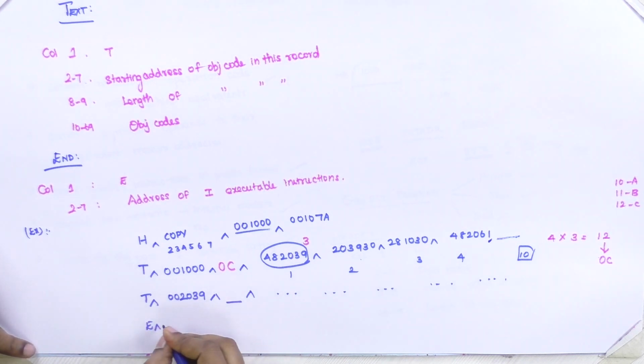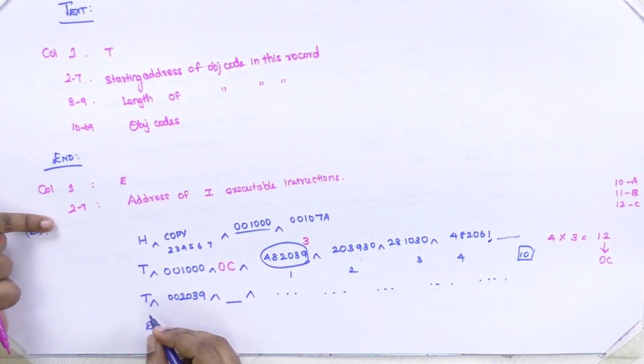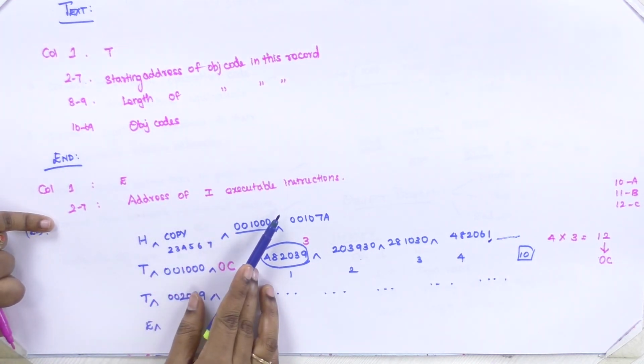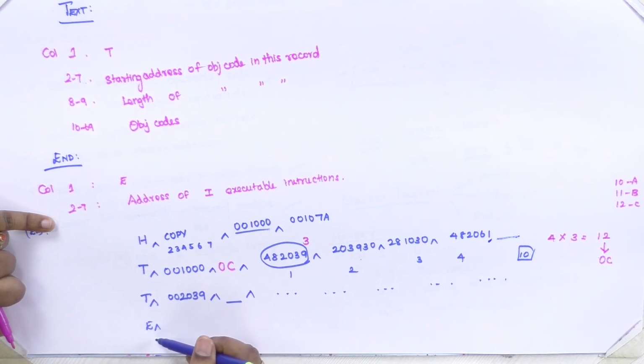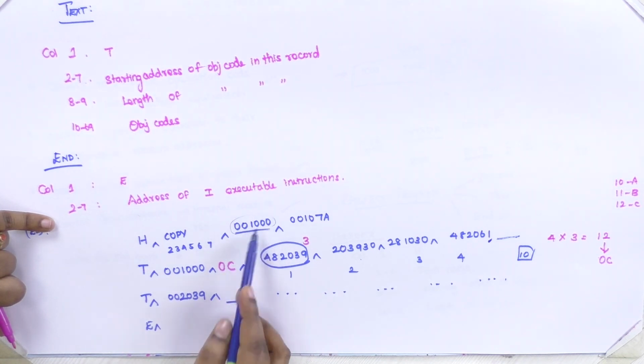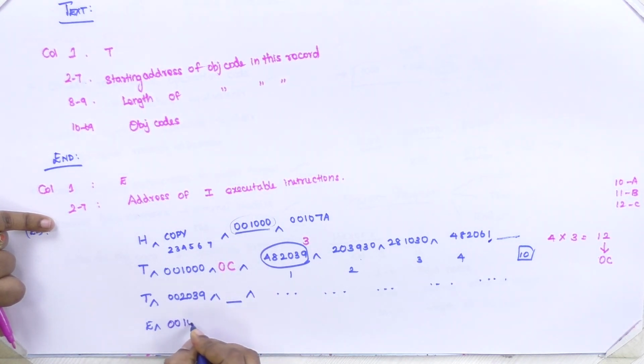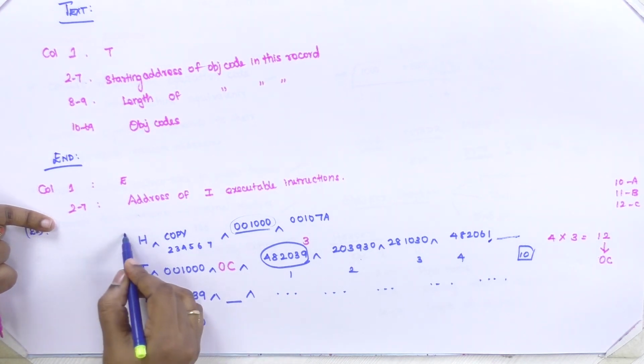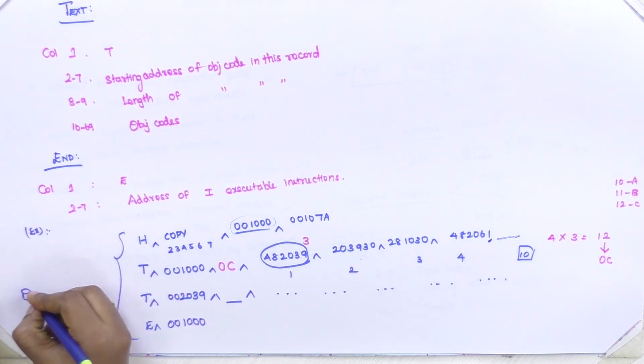Then the end record. In the end record, column 1 is marked with E. Then columns 2 to 7 will mark the address of the first executable instruction. The address of the first executable instruction is nothing but our 1000. So you have to represent it here. So this is our model object program.